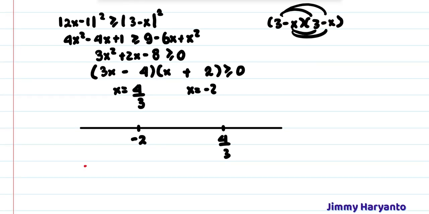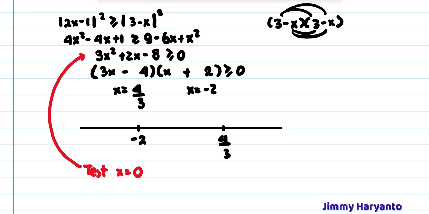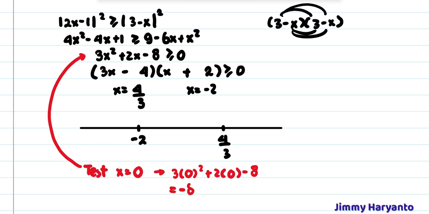And then you have to test a value of x, any value, just pick the easiest one. Let's say it's 0, and then you input it into the 3x squared plus 2x minus 8. So 3 times 0 squared plus 2 times 0 minus 8, and the result will be a negative number, right? Negative 8. That means 0 is right here, and this part will be negative, and that part will be positive, and the other one will be positive.